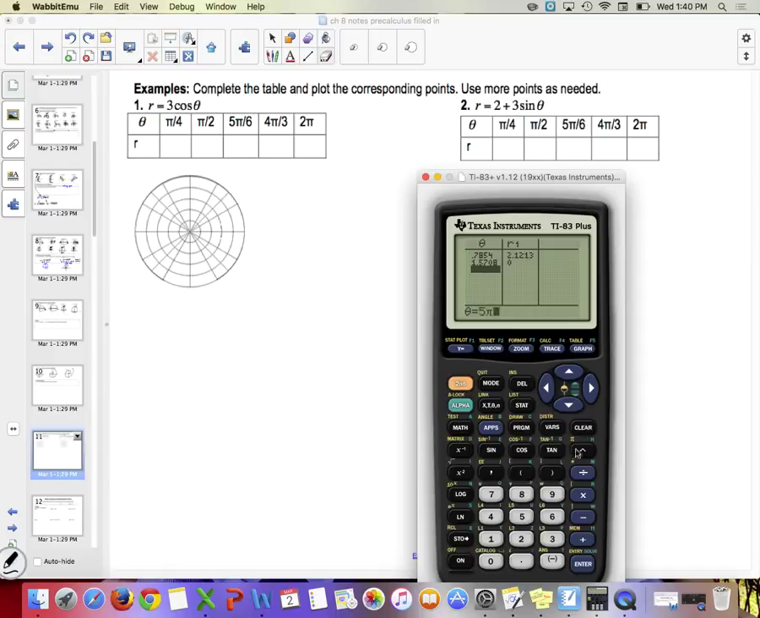How do you get to the table? Second graph. Yeah, it's about the graph. So if you can't change it, then do second table set and make it so your independent is on ask.